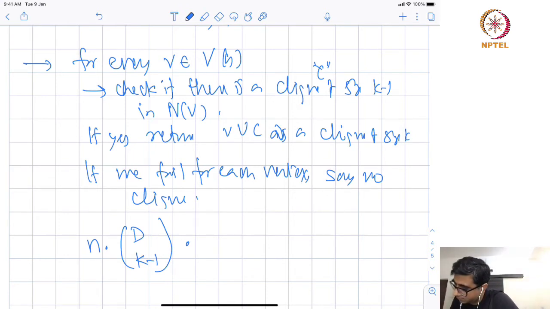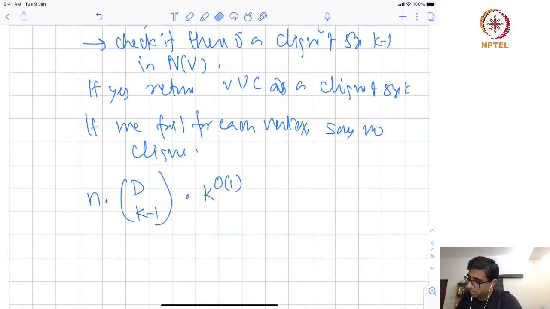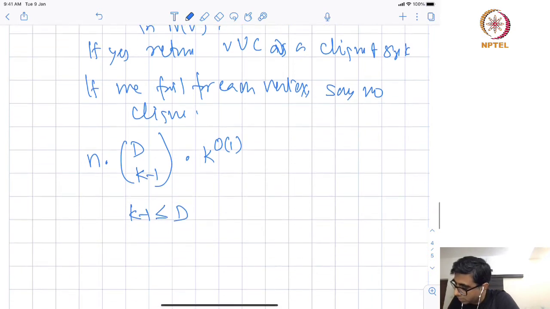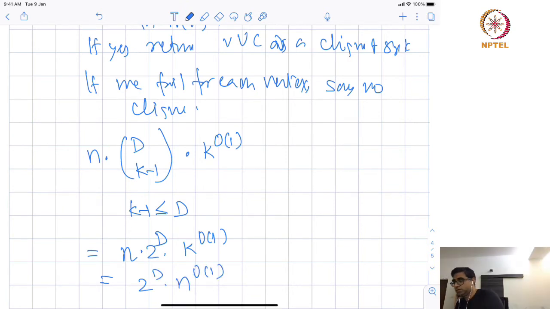So, that is like k to the power big O of 1, because there are k vertices and you have to check with it. So, notice this algorithm, but what we know, k minus 1 is less than or equal to d. So, this algorithm is actually n times 2 to the power d times k to the power big O of 1, which is 2 to the power d times n to the power big O of 1, right.